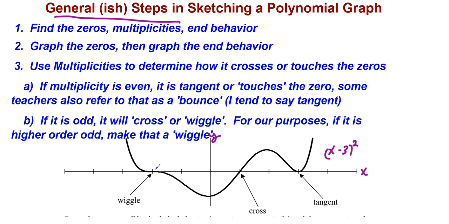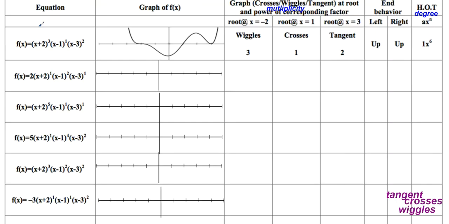Now for our purposes, this wiggle, we can put it as an x cubed, all right? This could have been an x to the first, but for our purposes, if it's a greater degree and it's odd, we'll just create a little wiggle. How does this work in an example?